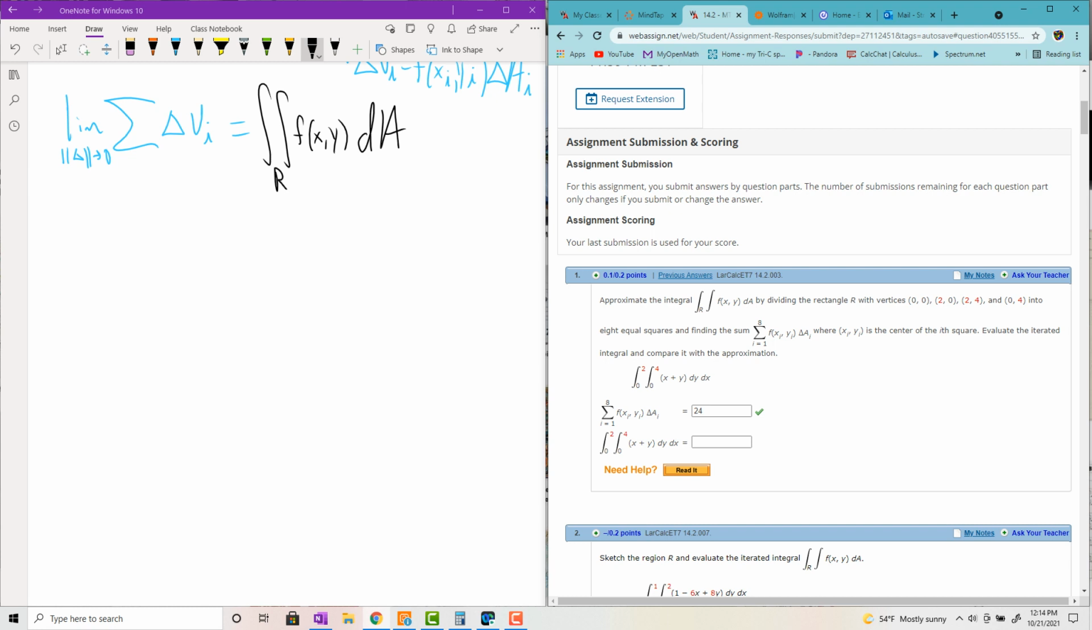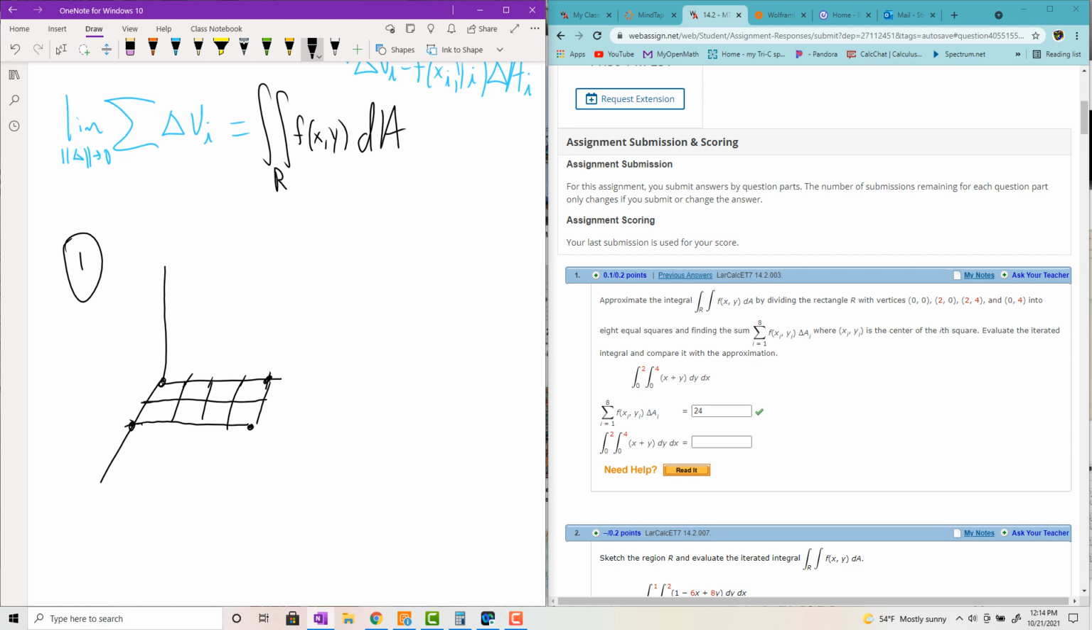So problem 1, we want to approximate the double integral of f over the region R, where the region R is given by these 4 vertices. So we can draw the region R here: 0, 0, and 2, 0, and then 1, 2, 4, 0, and then we have 2, 4 on there. So we're integrating over this region. The book wants us to divide this rectangular region into 8 parts, so it's pretty easy. Just chop it up into 8 parts.